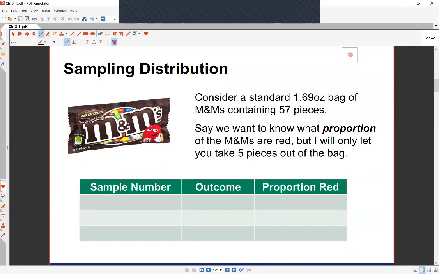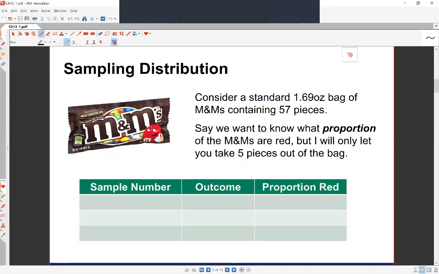So let's consider this hypothetical scenario where I have a bag of M&Ms, standard bag, like individual size, not family size bag, but individual size bag of M&Ms contains typically 57 pieces. Let's assume I have one of these bags. I really mix up the pieces well, and I randomly draw out 5 of those pieces. And I want to consider what proportion of the M&Ms in the sample of 5 are red.